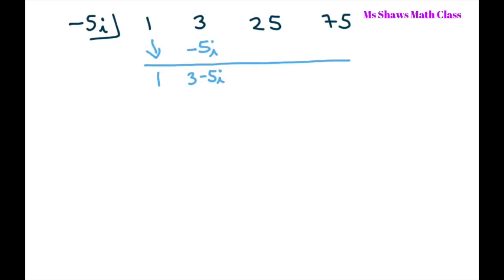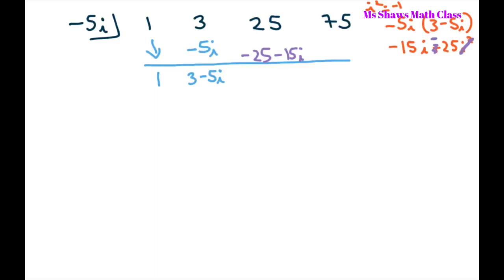So what I do is I just go to the side and multiply -5i times 3 minus 5i. So when you do that, you get -15i plus 25i squared. Now, i squared equals -1, so I can change that to a -1 by changing this to a negative. So that's when I'm going to write -25 minus 15i.